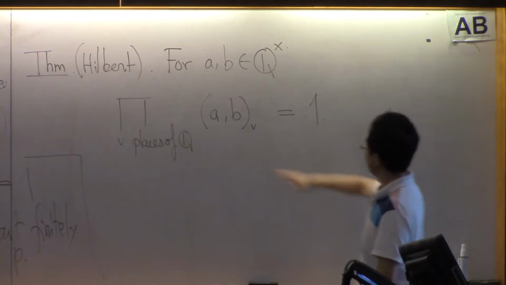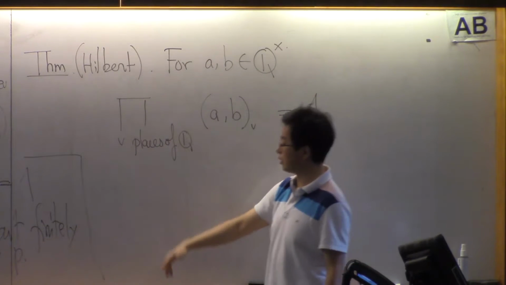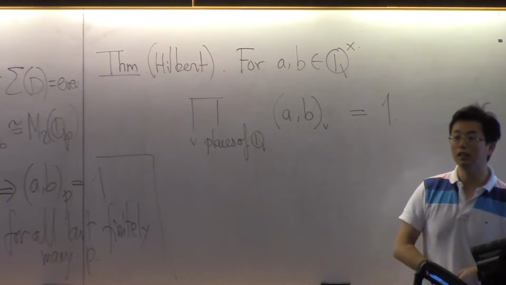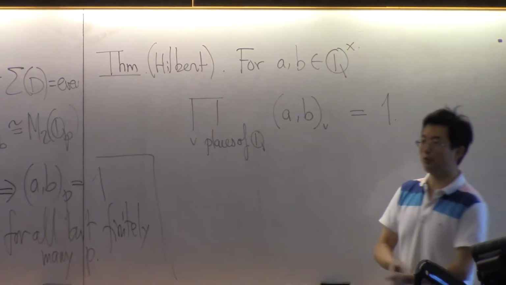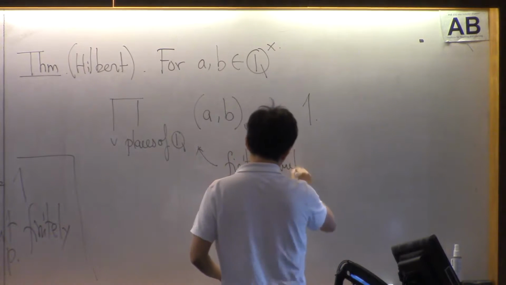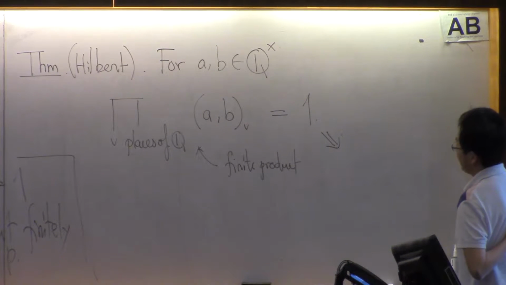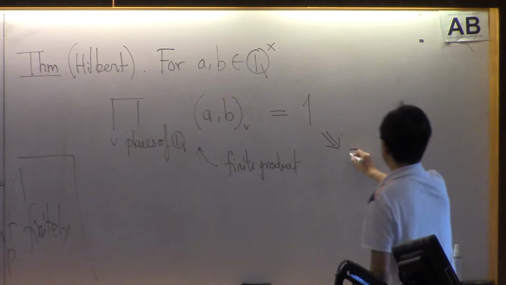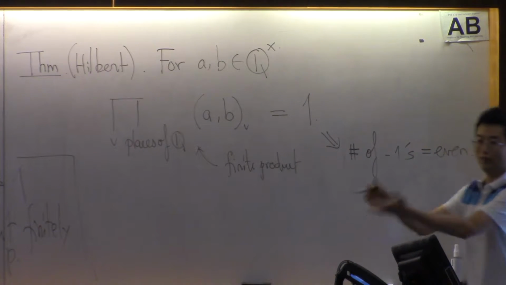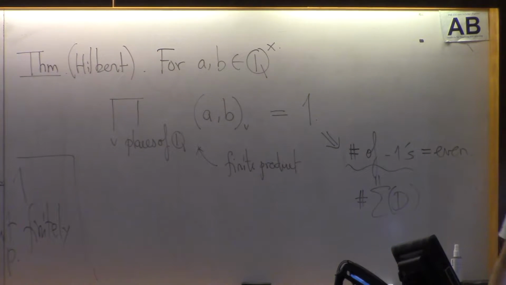Let me make a really quick remark. It looks like an infinite product over all places, infinitely many primes. But we know that the Hilbert symbol (a, b)_p is 1 for all but finitely many p. If it's 1, you don't really have to multiply it. So really, this is a finite product. You take a product of finitely many plus or minus 1s, and to get 1, the number of minus 1s is even. And the number of minus 1s is the same as the number of ramified places, as we defined earlier.